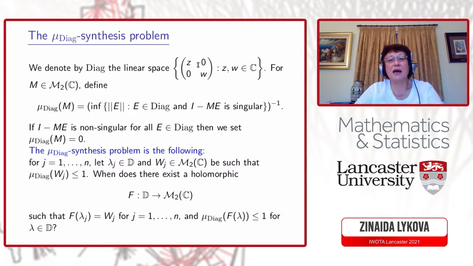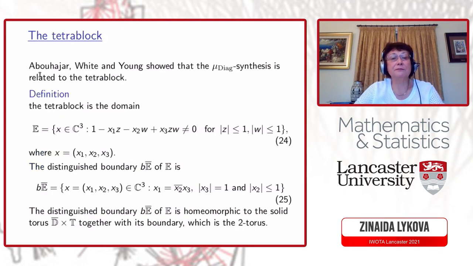But another problem which we have considered: you take E to be diagonal matrices, and we can define the mu diag. So when E is equal to the linear span of diagonal matrices, then we can also translate the mu synthesis problem by defining a domain, and this mu synthesis problem will be equivalent to an interpolation problem from the disk to a domain. And it was done by Michael White, Nicholas Young, and their PhD student, Abu Shara Allah.